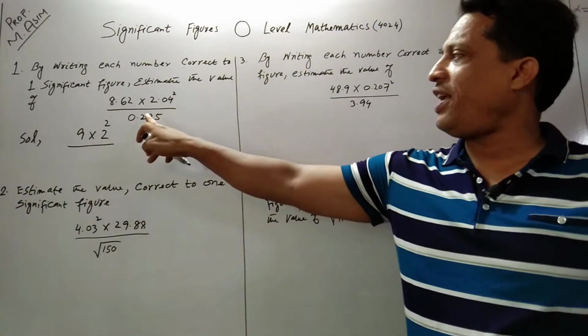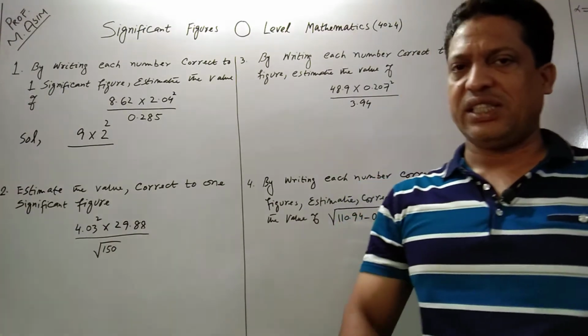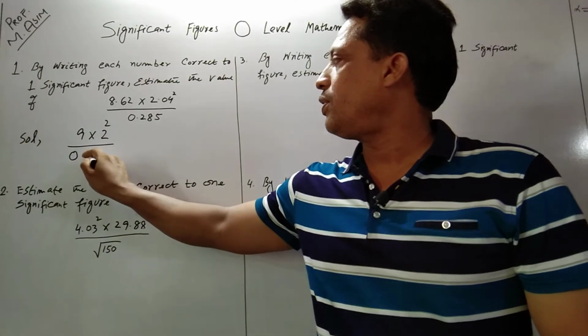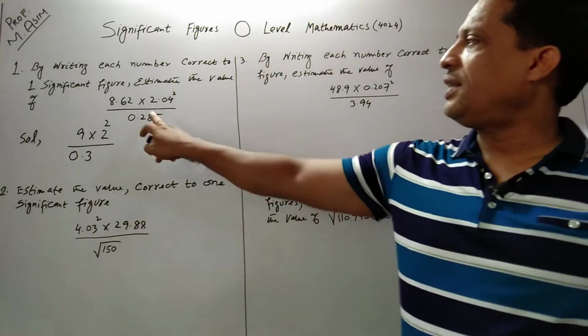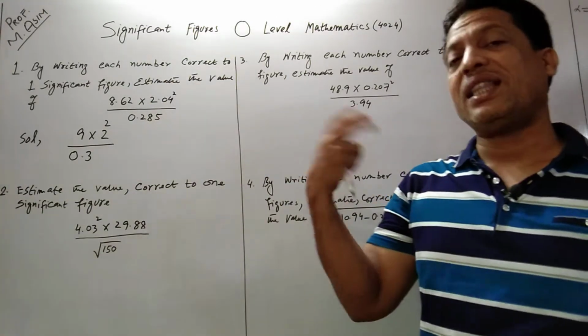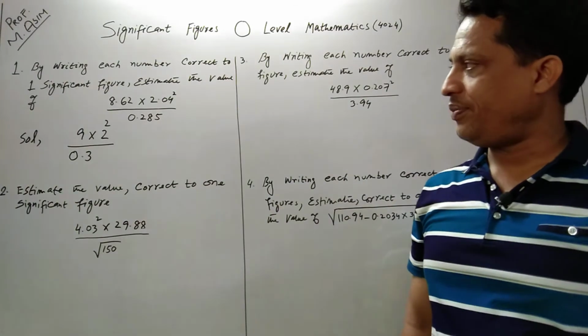0.285 has 3 significant figures. How to convert these 3 significant figures into one significant figure? Just write 0.3. Why? This is 2, and after 2 there is a number which is bigger than 5, therefore we have to add 1 to 2. So 2 plus 1 is 3.